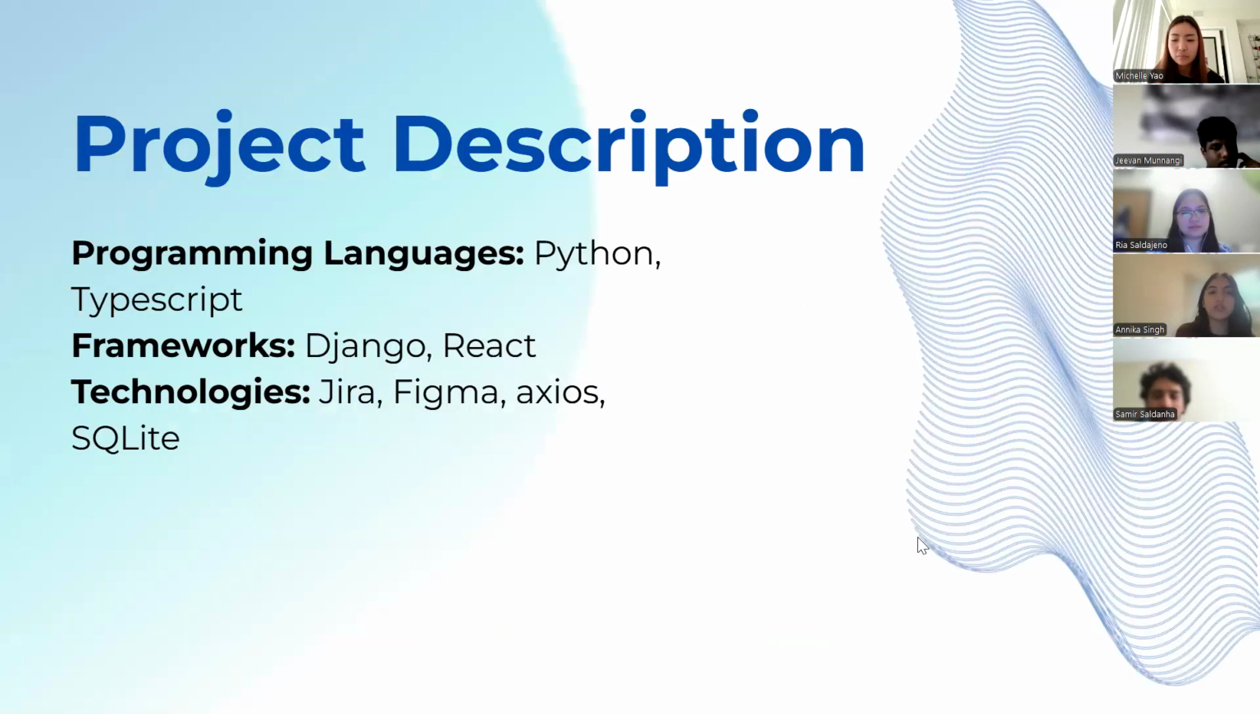So for our project description, the programming languages we used were Python and TypeScript. Our frameworks were Django and React, and then our technologies were Jira, Figma, and Axios, and then SQLite for our databases.